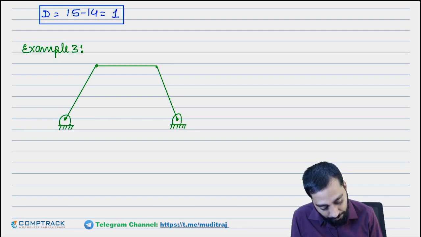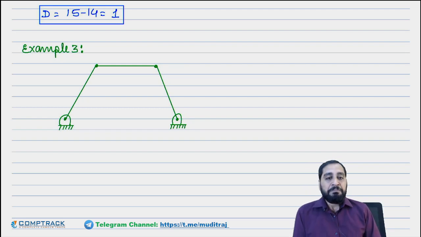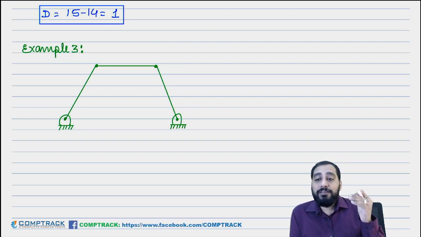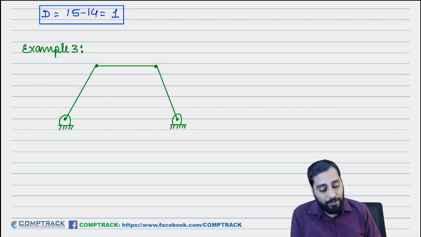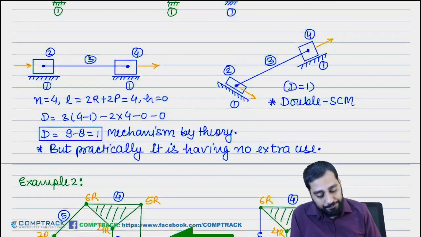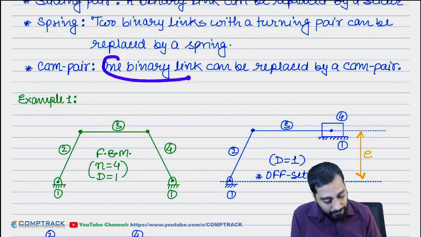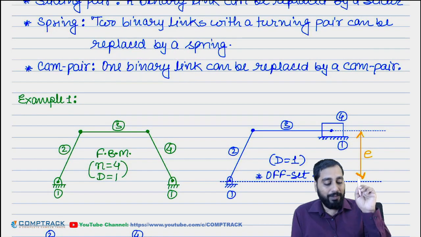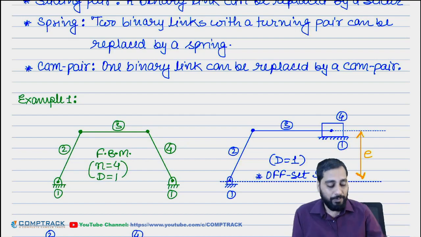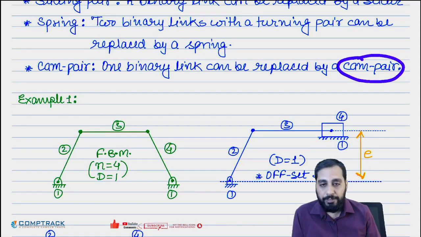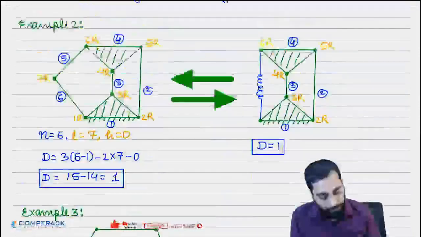This is a 4-bar mechanism. Okay, so we can convert this into an equivalent cam pair. And what will be there in the cam pair? One binary link. The total binary link will be replaced by a cam pair. Okay, now how will we replace it?